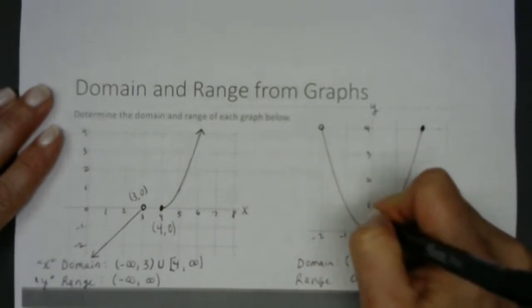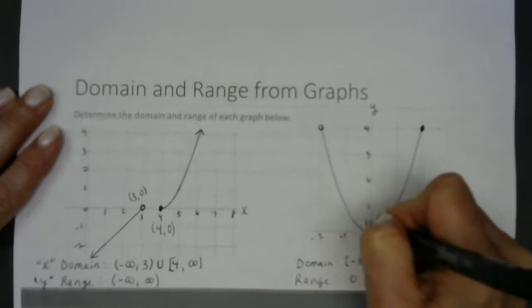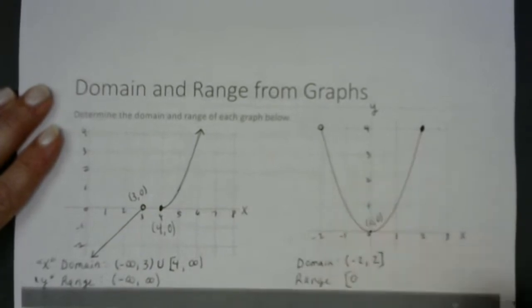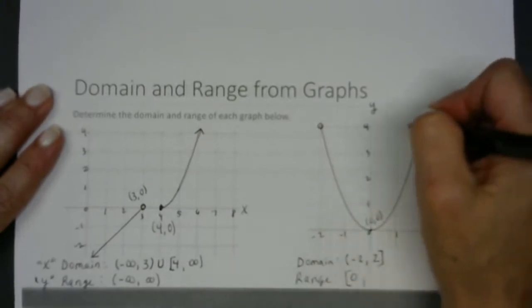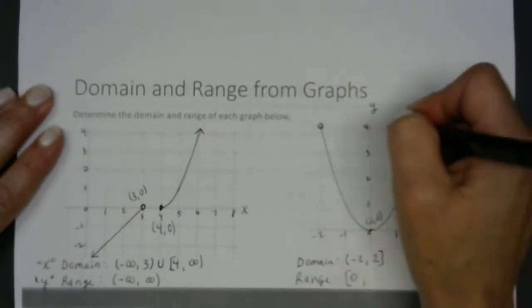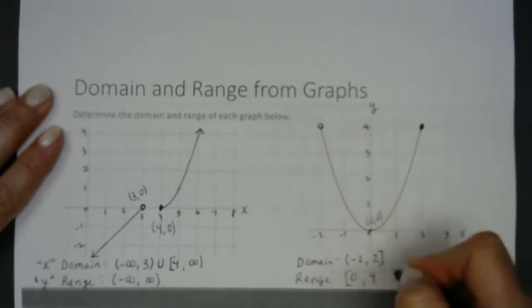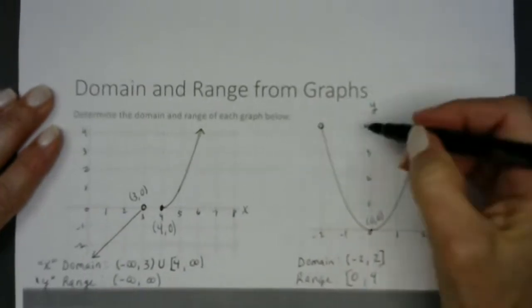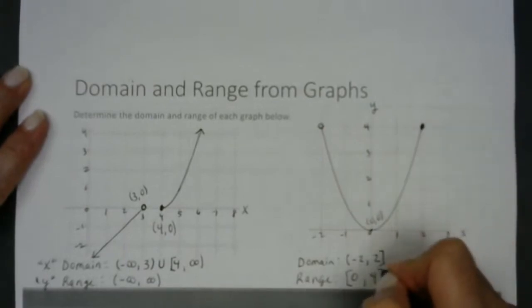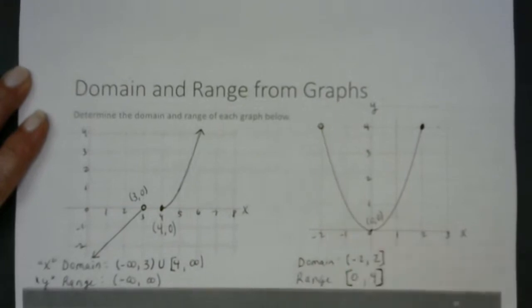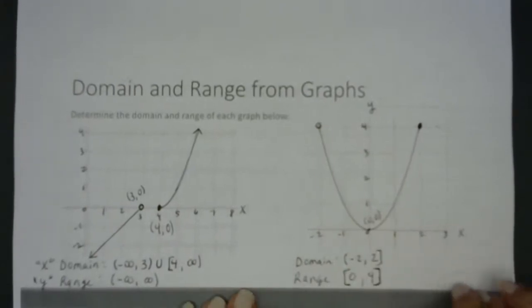Well, yeah, that point with the coordinates 0, 0 is on the graph. So I'll put a square bracket there to indicate that I want to include that point of 0. What's the highest y? It comes up here right at y equals 4. It's not included on the left side. The 4 should be included by the closed circle on the right side. That's going to override the don't include. So I'm going to go ahead and put a square bracket by that. So there's my range, 0 to 4, enclosed in square brackets.